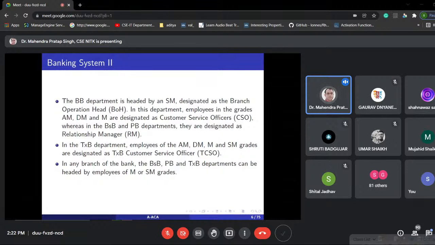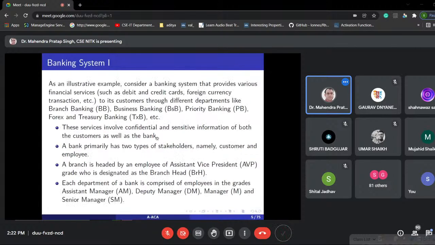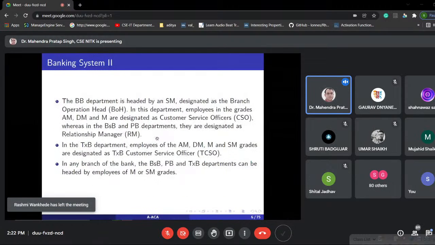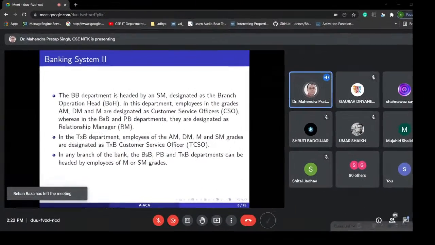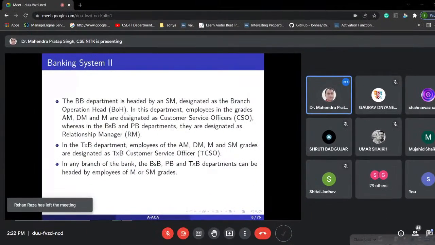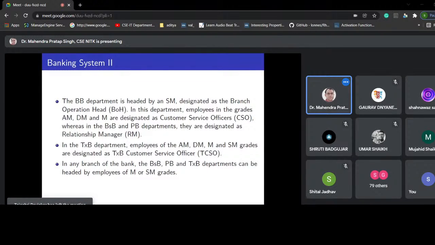And if I'm talking about, let's say, branch, I have given the short form here. BB means branch banking. Okay. So if you go to the branch banking department, you may find a senior manager grade person heading that department, designated as the branch operation head. So you see, I have a grade and then I have a designation. Fine.